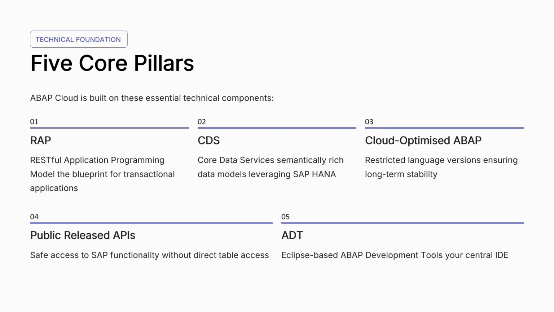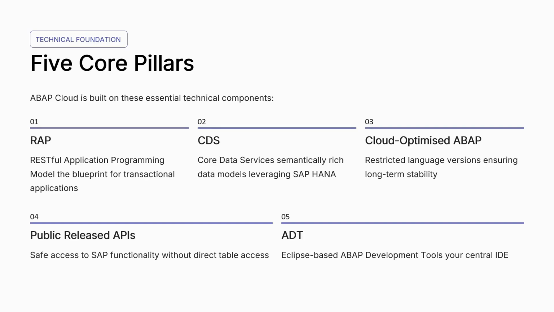The next one we have CDS or the core data services. CDS is used to define semantically rich data models. It runs directly on SAP HANA and supports high performance data access, reusable data definition, analytical scenarios. In ABAP Cloud, CDS is the foundation of data modeling.